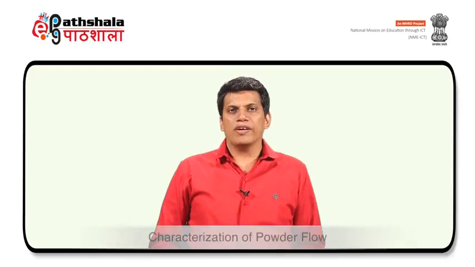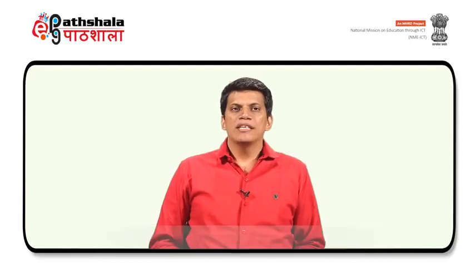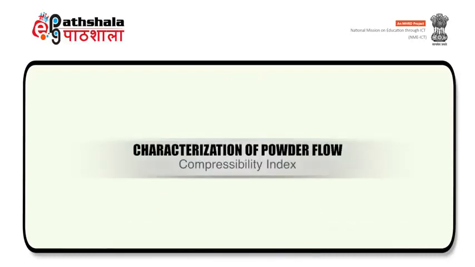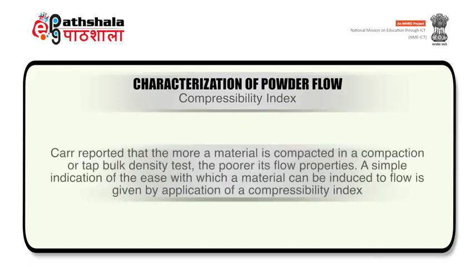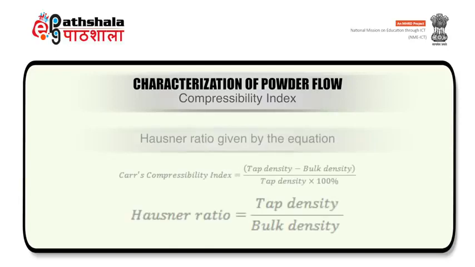Next, we will discuss characterization of powder flow. Commonly used methods for characterizing powder flow are: first, compressibility index; second, Hausner's ratio; and third, angle of repose. First, we discuss compressibility index. Compressibility index was defined by Carr. Carr reported that the more a material is compacted in a compaction or tapped bulk density test, the poorer its flow property. A simple indication of the ease with which a material can be induced to flow is given by application of the compressibility index as well as by Hausner's ratio, given by the following equations.